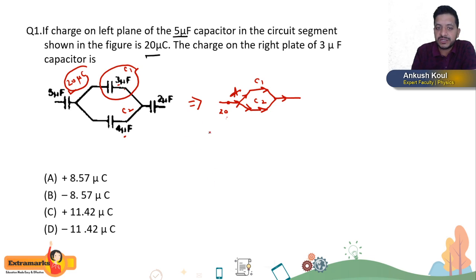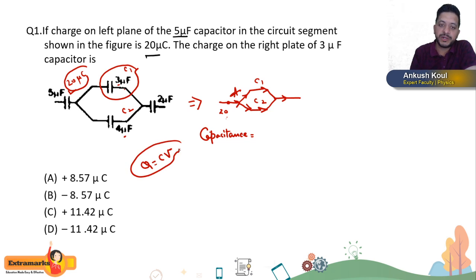Now, what is the definition of capacitor? Any body's capacitance, if I have to calculate, what is the definition of capacitance? From mathematics we write Q is equal to CV. This is mathematics, but what is the definition of capacitance? It is the charge on either plate, any one of the plates of the capacitor, divided by the potential difference between the plates.